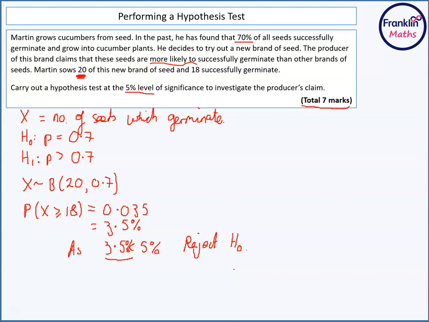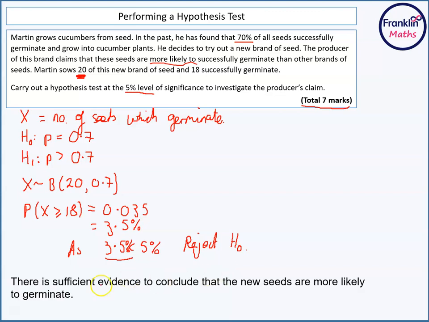I've typed them out because I just copy and paste them across. So this is the sentence you're looking for at the end for the final mark. There is sufficient evidence. Remember, we're talking about sufficient evidence here because we can only use the data we're given. And there you go, that's 7 marks. Easy enough to do.